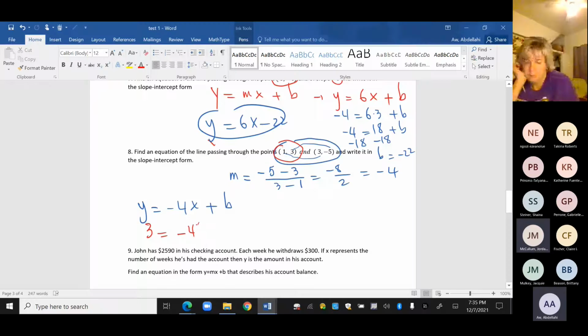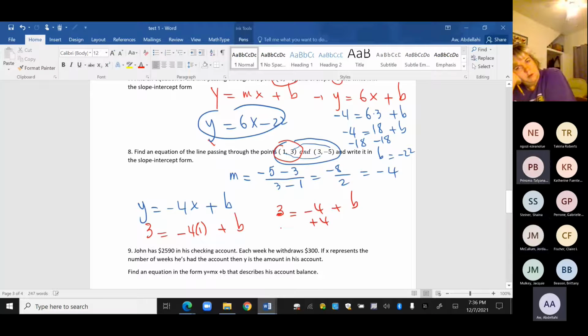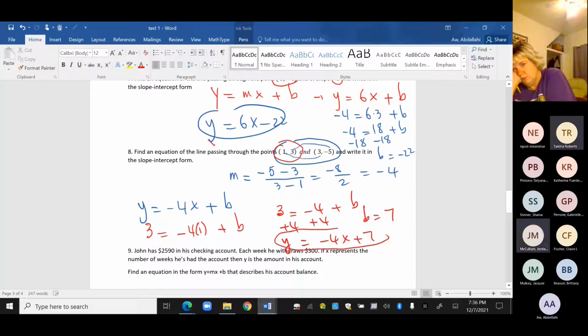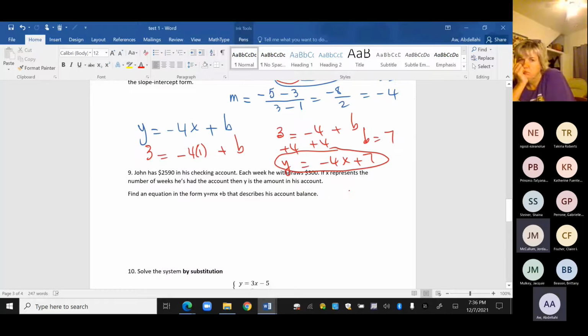-4 times 1 plus b, so we get 3 is equal to -4 plus b. So we add 4, we get b equals 7. So we get y equals -4x plus 7, right? So that, you see, that right here is the equation of the line.